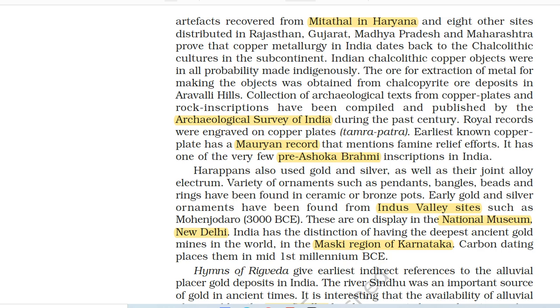Harappans also used gold and silver as well as the alloy electrum. A variety of ornaments such as pendants, bangles, beads and rings have been found in ceramic or bronze pots. Early gold and silver ornaments have been found from Indus Valley sites such as Mohenjo-daro, dated to 3000 before the Common Era. These are on display in the National Museum, New Delhi.